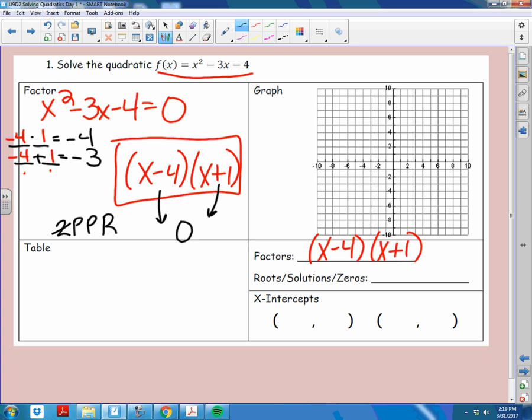Now, in our original equation, well, here, let me back this up. Based off of the zero product property rule down here, what value of x makes this equal to 0? 4. What value of x makes the second one equal to 0?